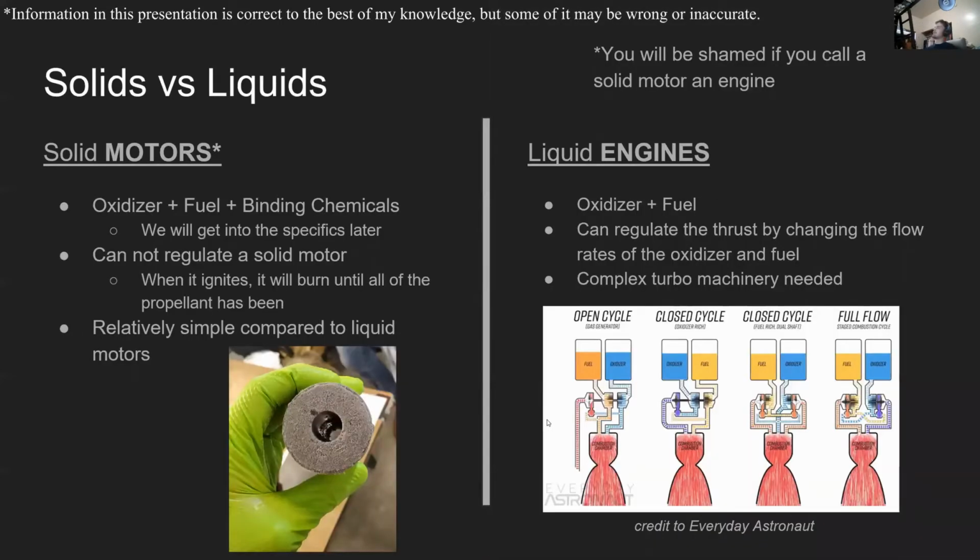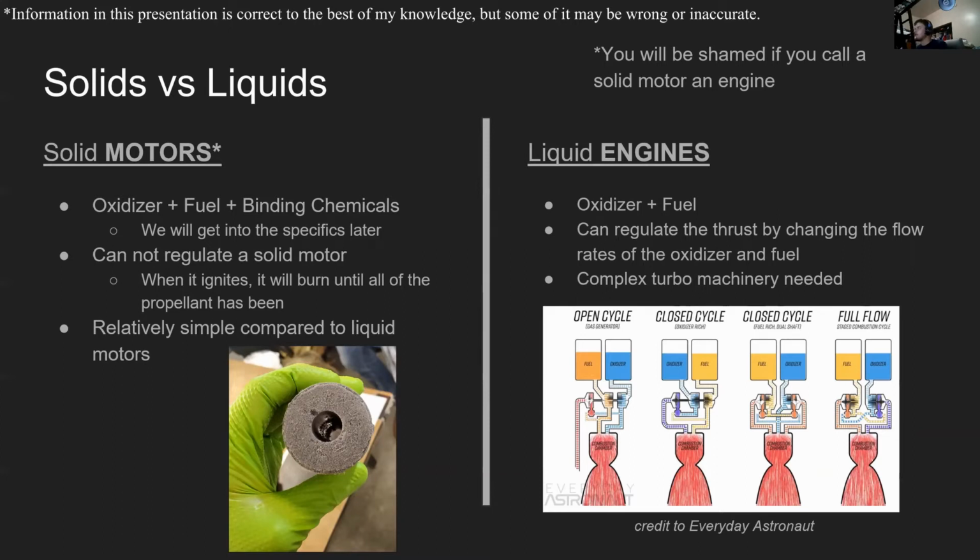So what is a solid versus a liquid? That's the very basics of it. Solid motors are an oxidizer plus fuel plus a couple of binding chemicals. One of the advantages is they tend to do a good job of lifting very heavy things, like the space shuttle orbiter, up into space, but they can't be turned off once they're started. The solid motors we have, we're practicing using them just because they're a little bit easier to design and work with than liquid motors, but that comes with the downside of not being able to shut them off once they get started.